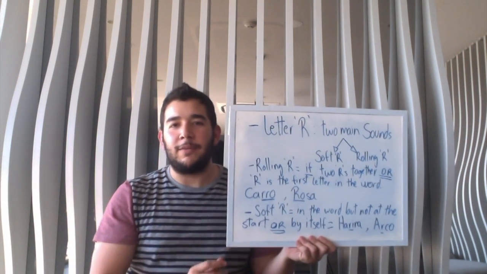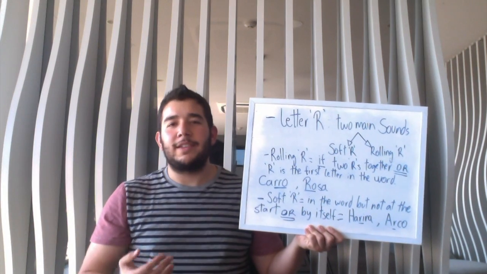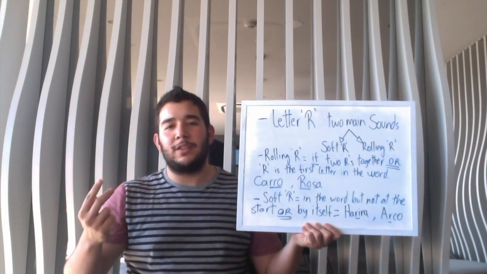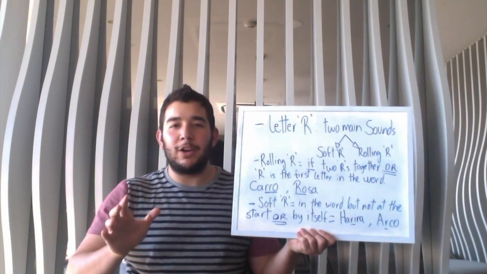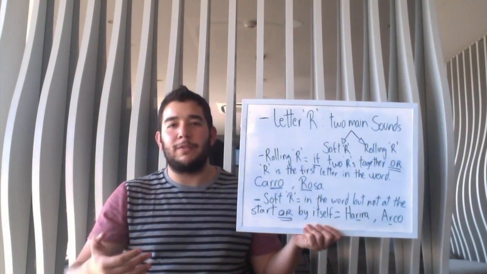Alright everyone, this is the time you were all waiting for, and I know, so just hang on there. Now we have letter R. Letter R has two main sounds. It's got the soft R and the rolling R. But I know everyone loves the rolling R, so I'll go through that one first.